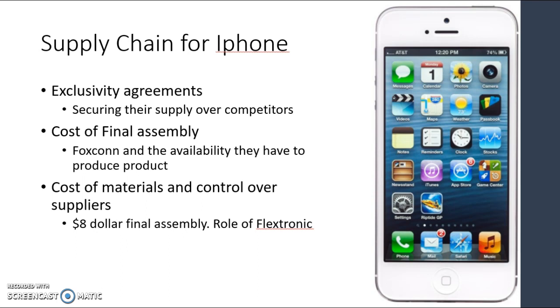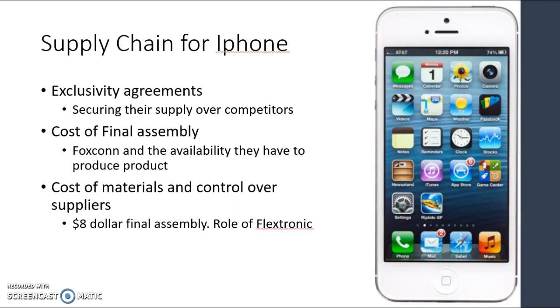So, the supply chain for the iPhone, just a brief overview of Apple's supply chain and what sets it apart. Apple has exclusivity agreements with multiple suppliers. It essentially secures its supplies with all of its suppliers, and they have it all signed off. So they're able to pull their material exactly when they need it.